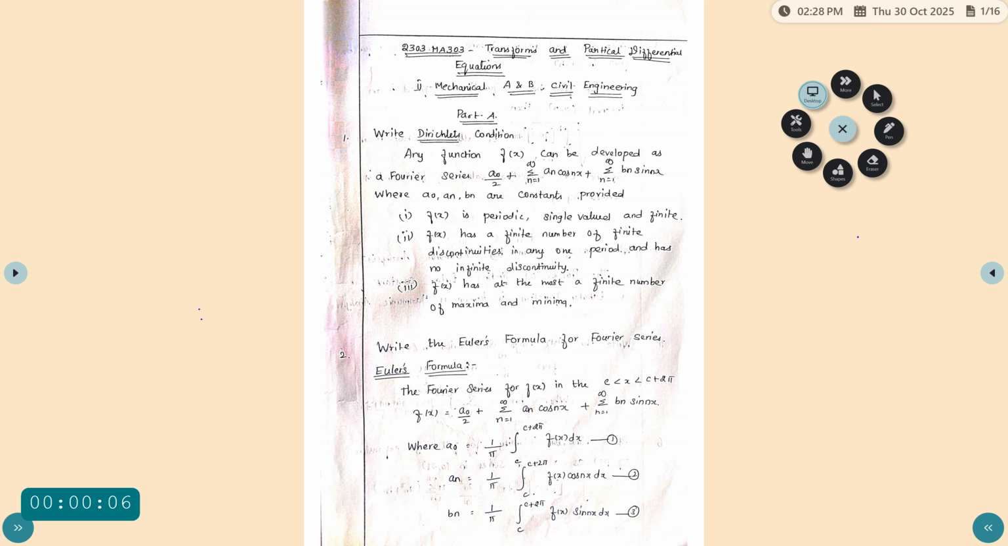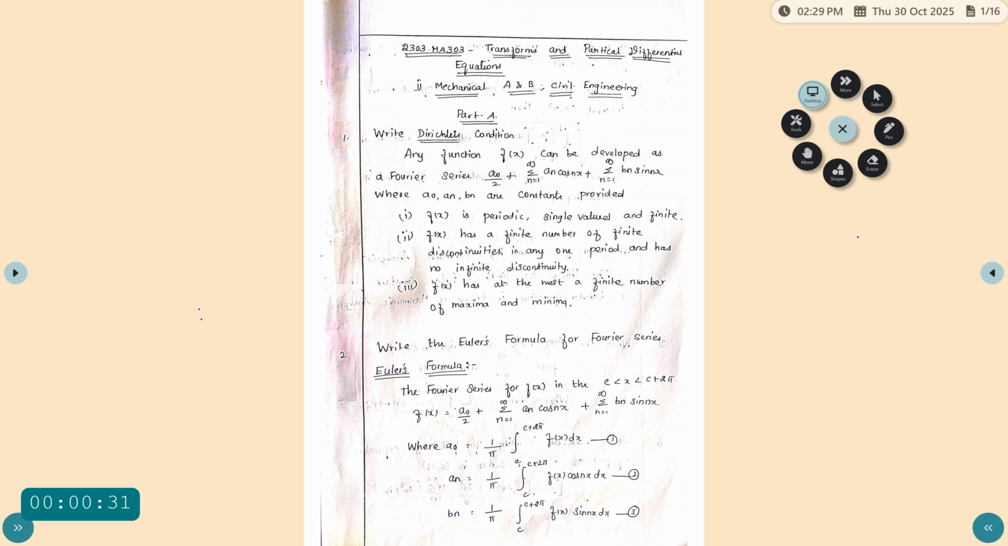So today we are going to see Dirichlet condition. The Dirichlet condition is a necessary condition for a function f of x to be applicable for Fourier series. A function f of x is equal to a naught by 2 plus summation n equal to 1 to infinity a n cos n x plus b n sin n x, where a naught, a n, b n are constants, provided it is periodic, single valued and finite.